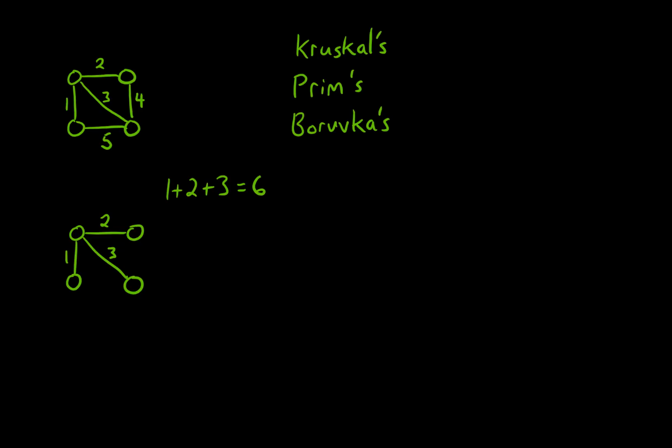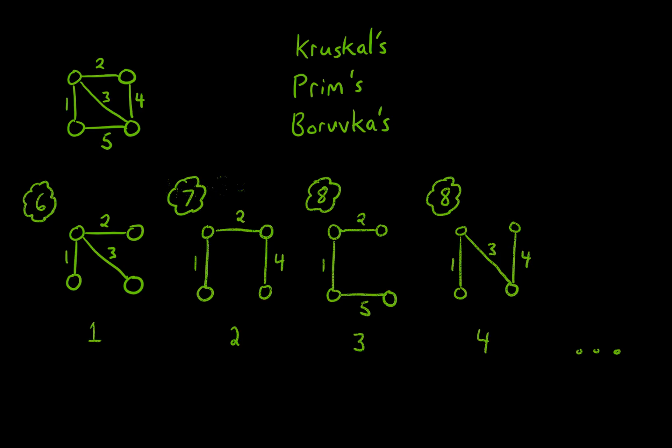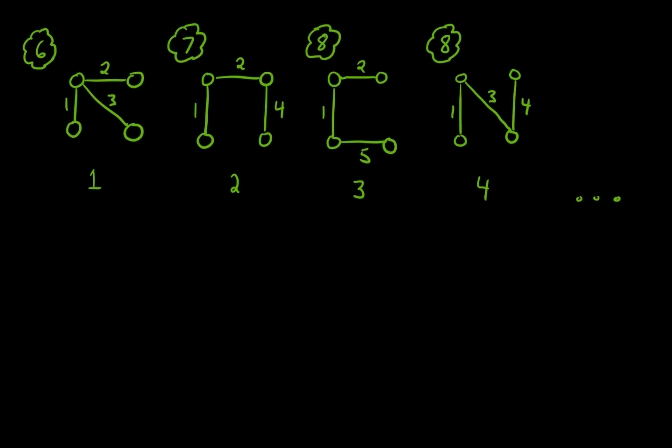But what if you wanted to find the second smallest spanning tree or the third smallest spanning tree? So I'll draw a few more of these out. We could have the smallest spanning tree is cost 6, the second is cost 7, the third is cost 8, the fourth is also cost 8, but we have a different tree that can get us that cost 8. And what we're interested in this problem is we want to find the kth smallest spanning tree.